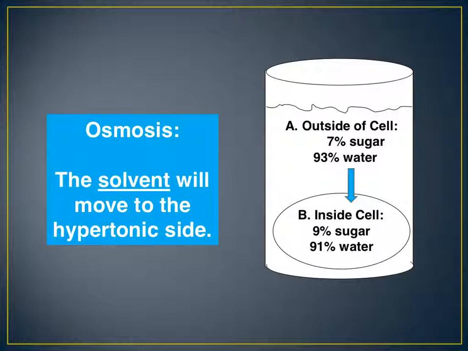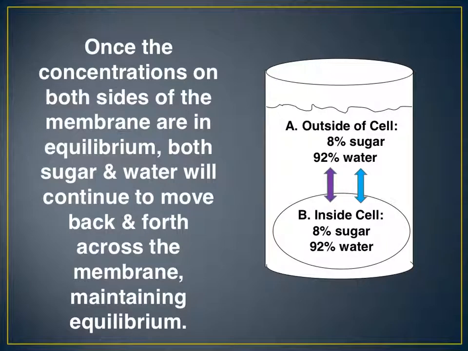Remember, the goal of both diffusion and osmosis is to achieve equilibrium. If the concentration inside matches the concentration outside of the cell, the areas are said to be isotonic. And once the concentration on both sides of the membrane are in equilibrium, both the sugar and the water will continue to move back and forth across the membrane, maintaining equilibrium.